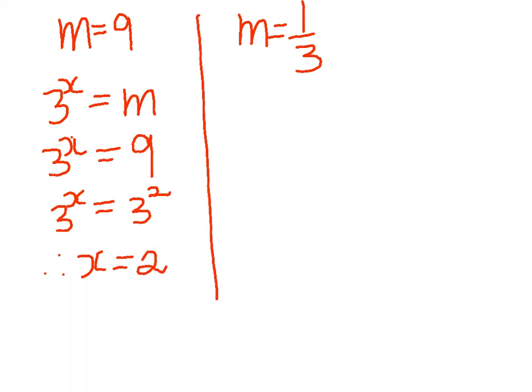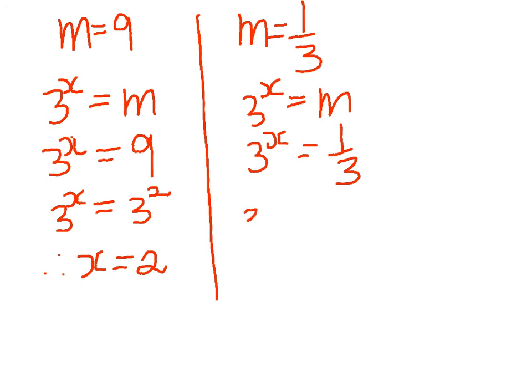Let's do the other side. So we've got 3 to the x equals m. 3 to the x will be a third. Now we've got a fraction there, so our power is going to be negative. So we've got 3 to the x equals 3 to the minus 1. We can say, therefore, x equals negative 1. And there are two values of x, 2 and negative 1.